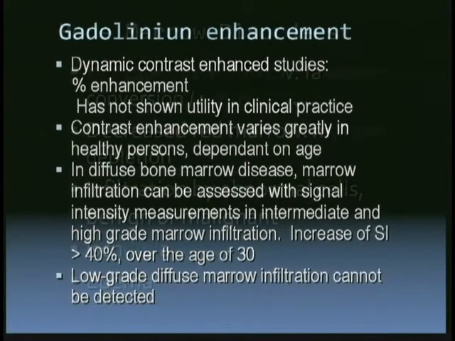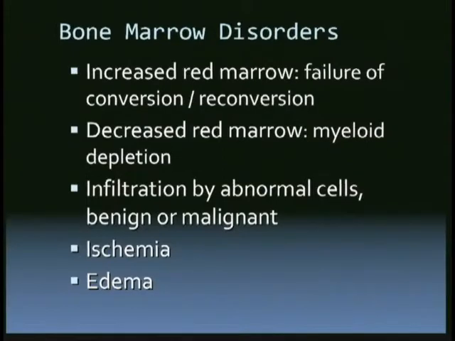So now I will discuss some of the bone marrow disorders that we encounter. We can have in the marrow an increase in the red marrow, either because there's a failure of conversion or because there's reconversion because of an increased demand, for example, so the patient reconverts from fatty marrow to red marrow. We have diseases that decrease the red marrow, so we have myelodepletion. And then we have disorders with infiltration of the marrow, either by benign or malignant cells. We can have marrow with ischemia and edema, and I'll show some examples of these.